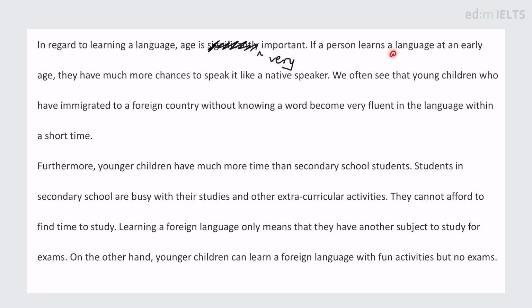Oh, well, it's a foreign language, isn't it? A second language or additional language, a foreign language from an early age. They have much more chances to speak it. Yeah, chance can be countable or uncountable. Many more chances kind of makes sense, but much more chance, much more opportunity as an uncountable works better.